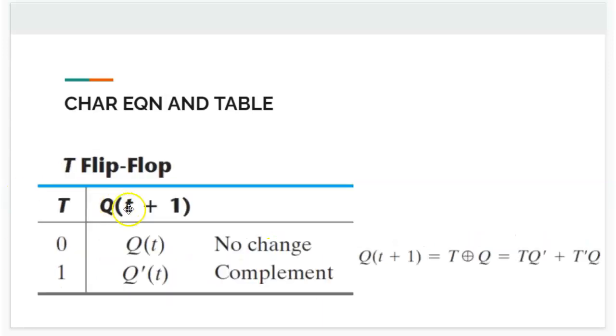So we go to the characteristic table of the T flip-flop. It performs such an operation where if you give T equal to 0, then there will be no change in the state, and if you give T equal to 1, it just complements the existing state. That is how the T flip-flop works.